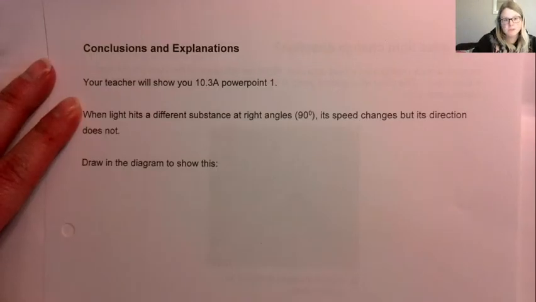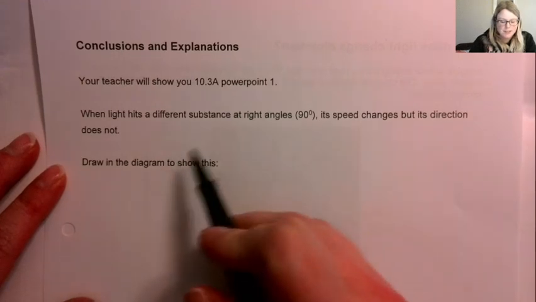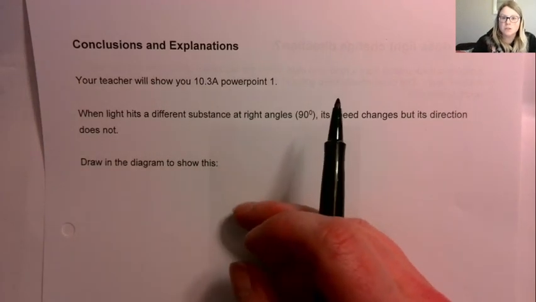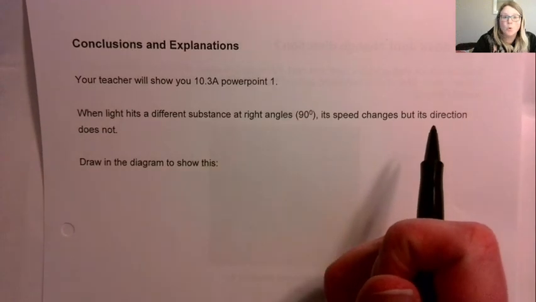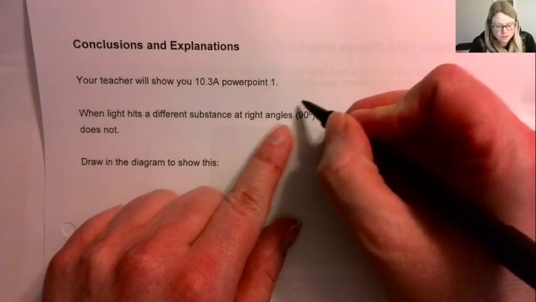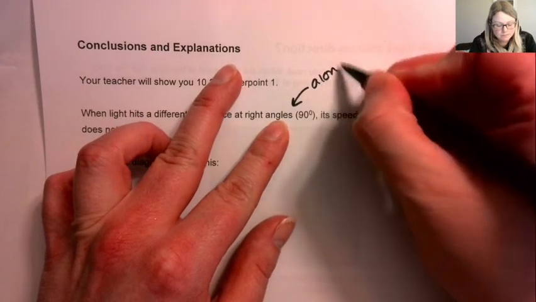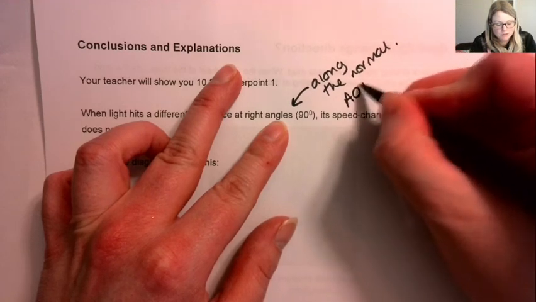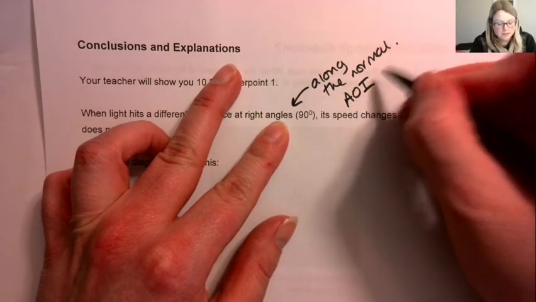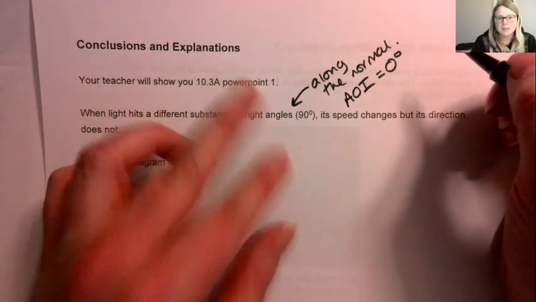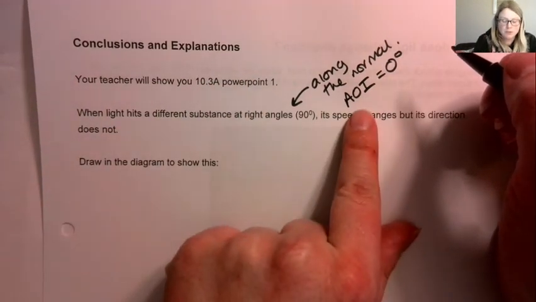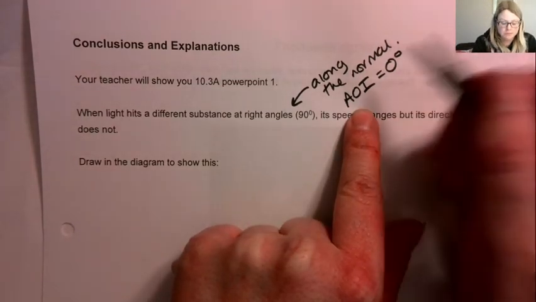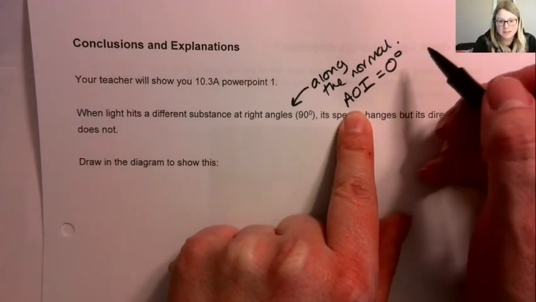So if you open your notes at page 75 for me, and then we're going to work through these notes and fill them in together. So when light hits a different substance at right angles, so that means right angles to the surface at 90 degrees, or we could say along the normal. So let's add that in. Along the normal, which remember means the angle of incidence, AOI for angle of incidence, is 0 degrees. The angle of incidence isn't 90, it's not, because remember all angles are measured from the normal. So the angle of incidence is 0 if the light's acting along the normal.